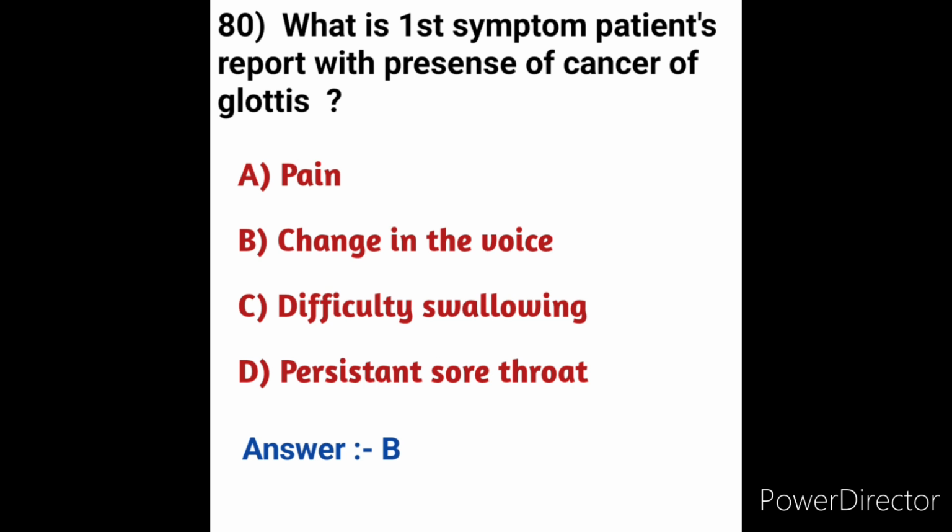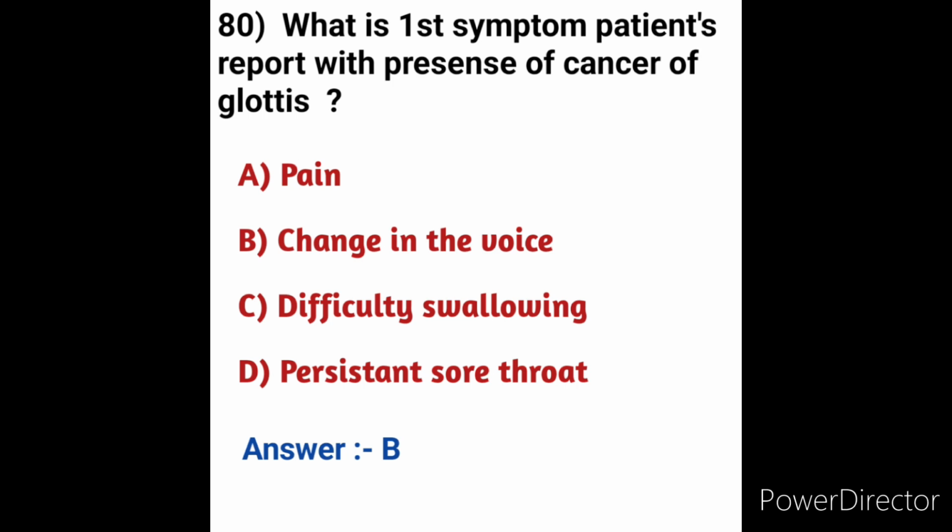Here the first and foremost symptom of cancer of the glottis is hoarseness of the voice or change in the voice. Option B is the correct answer here. Hoarseness of the voice is often an early presenting symptom of glottic cancer due to vocal cord immobility and fixation, with pain, difficulty swallowing and ear pain in some of the advanced disease. So the first symptom patients report with the presence of cancer of the glottis is hoarseness of voice or change in the voice. Option B is the correct answer here.